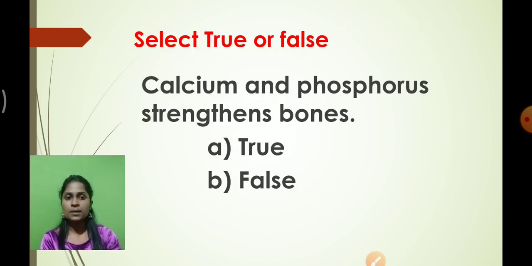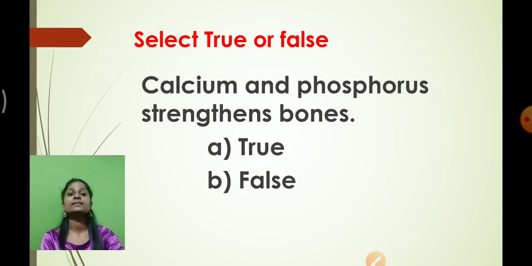After that, suppose in the exam you are asked true or false, this kind of option will be given: calcium and phosphorus strengthens the bone. Is it true or false, students? Yes, of course, calcium and phosphorus strengthen our bones. So it is true. If you feel that it is true, then click on the A option.